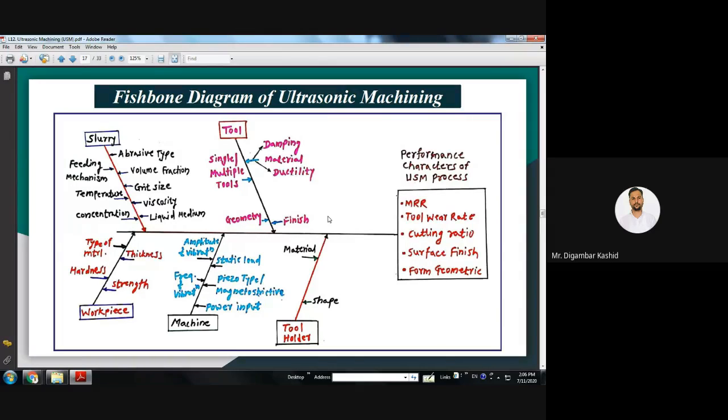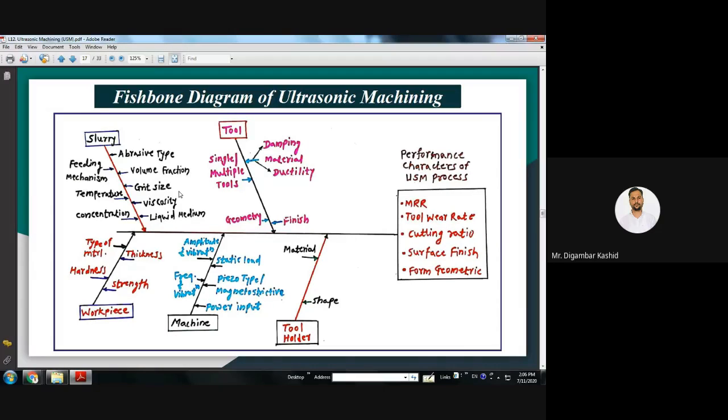Okay. Now let us discuss the parametric analysis of this USM process. Parametric analysis with the help of this fishbone diagram, that is the cause effect diagram. I will discuss what the input parameters are and how those input parameters will affect the performance characteristics. The performance characteristics, or performance parameters, are what? Our material removal rate, tool wear rate, then cutting ratio, surface finish. Okay, how they are affected is by these parameters.